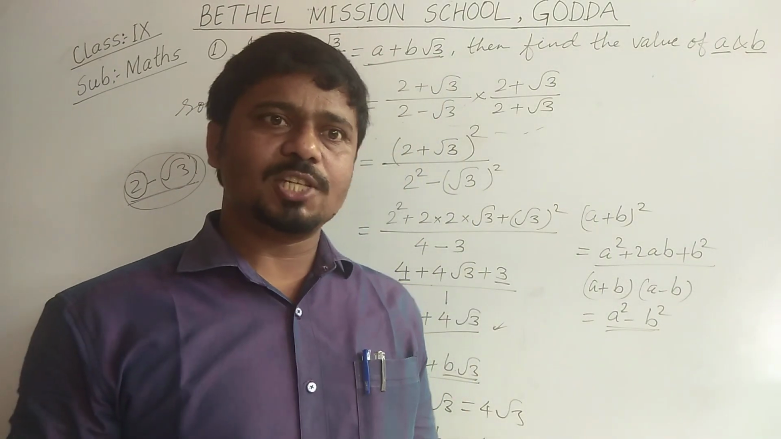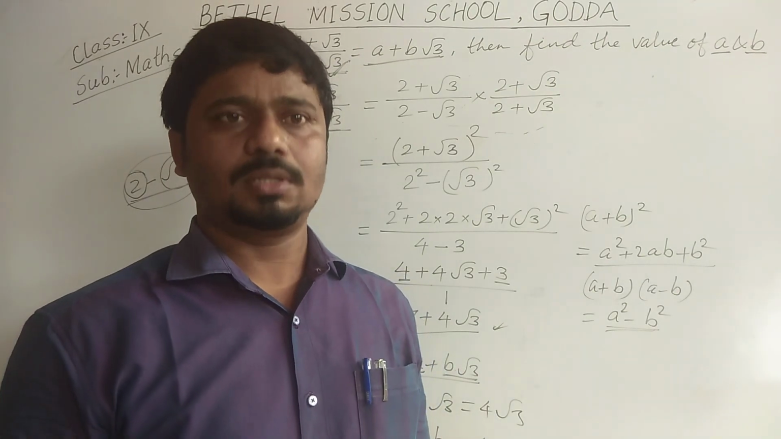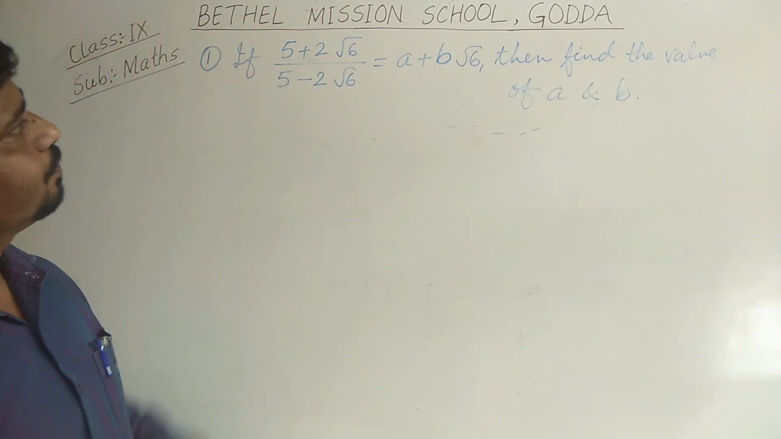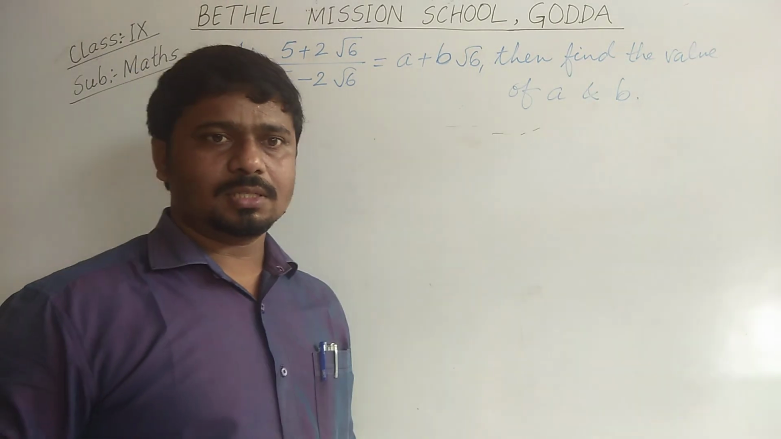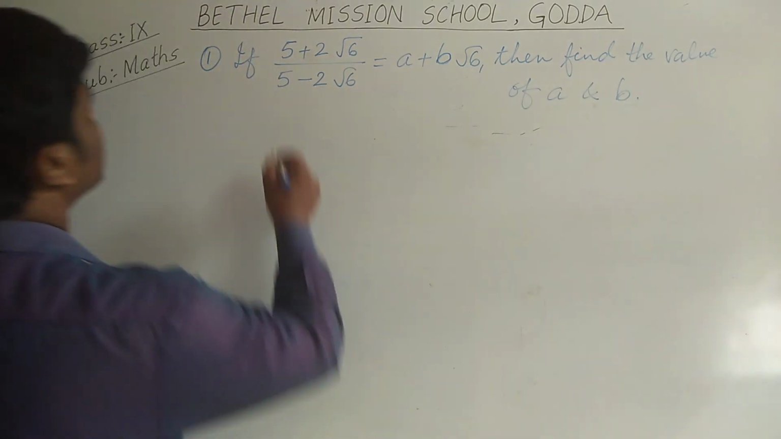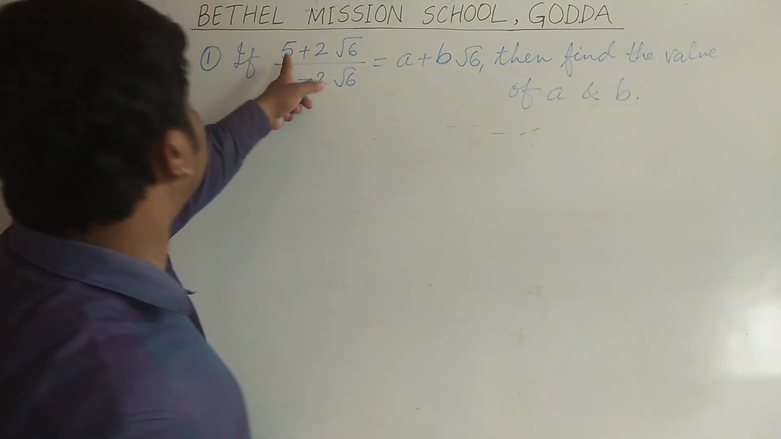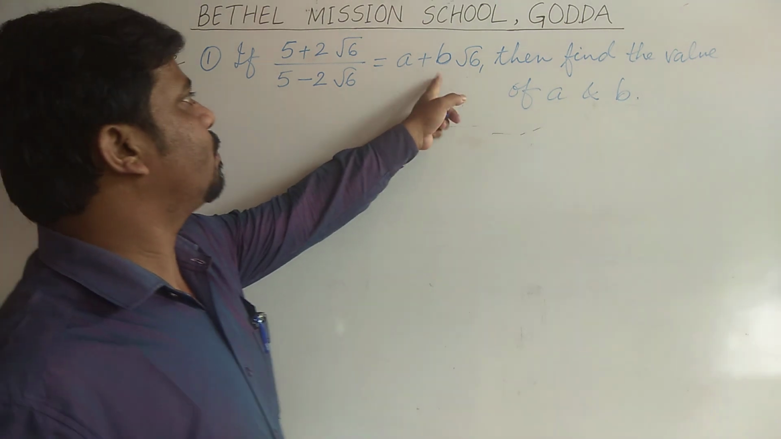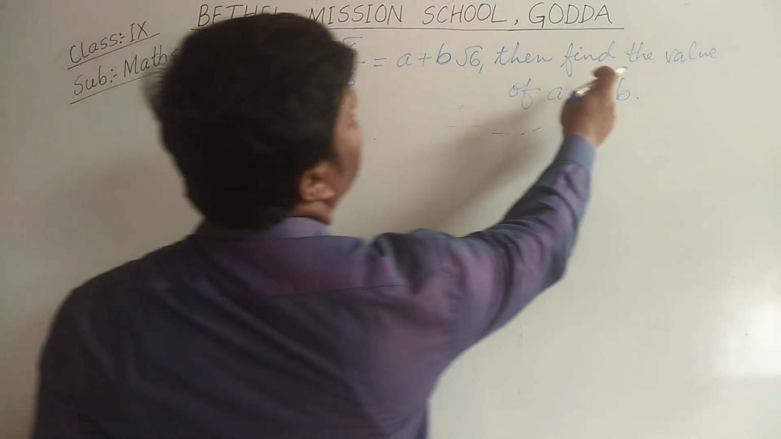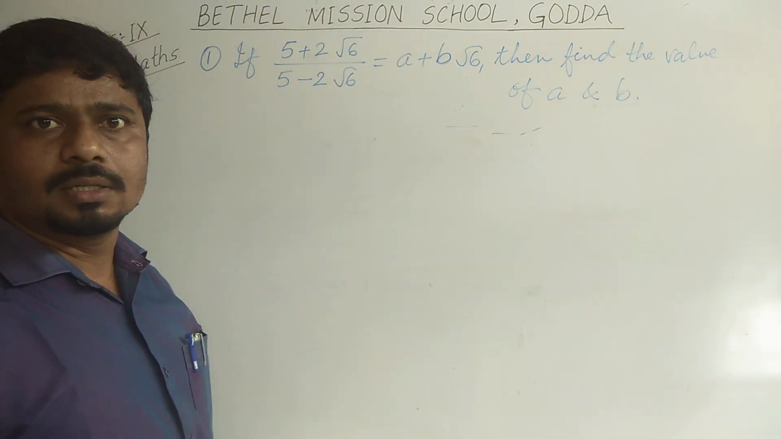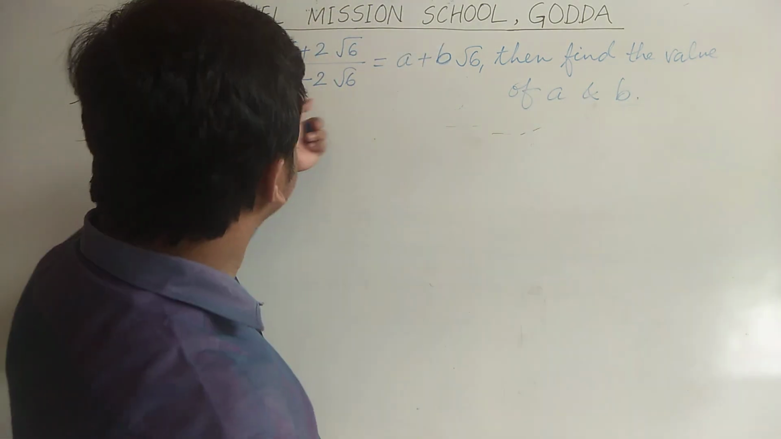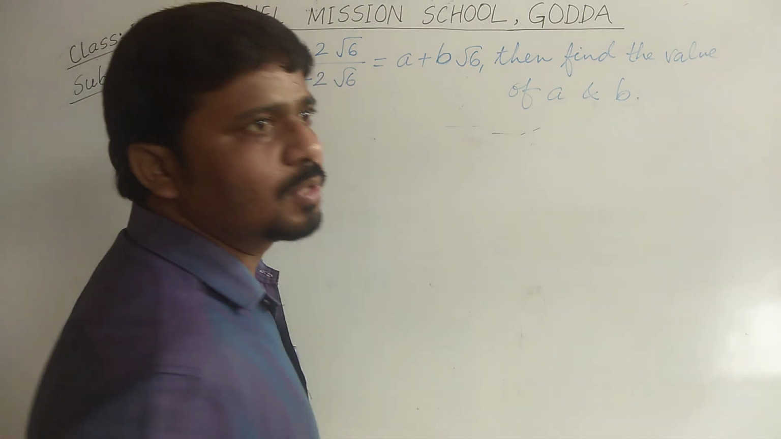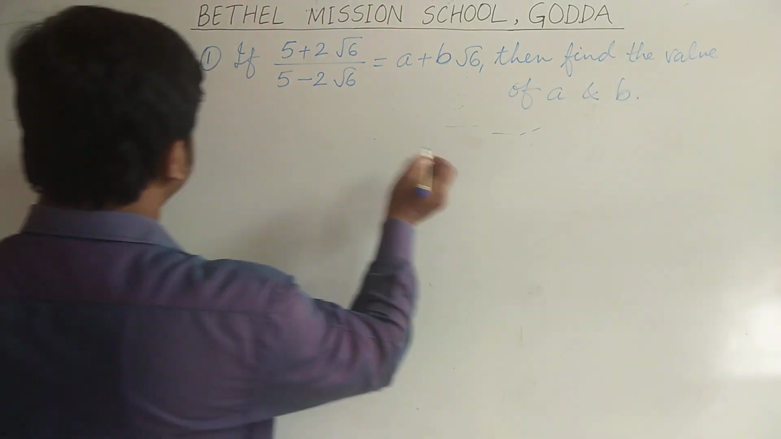Some questions I will give you to solve. Okay children, we will see one more question, then I think you can understand better. Another question is, if 5 plus 2 under root 6 upon 5 minus 2 under root 6 equal to a plus b under root 6, then find the value of a and b. Same type of question, the digits are different, but the process is the same. So be careful about this question also.